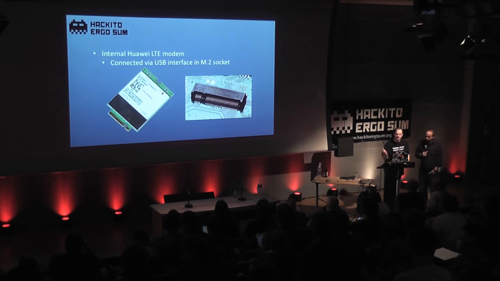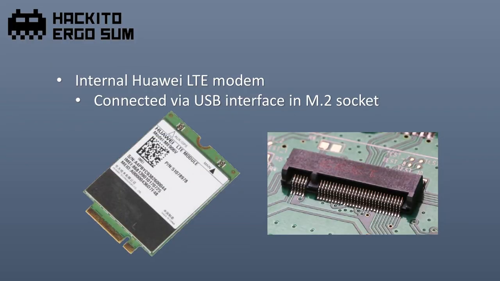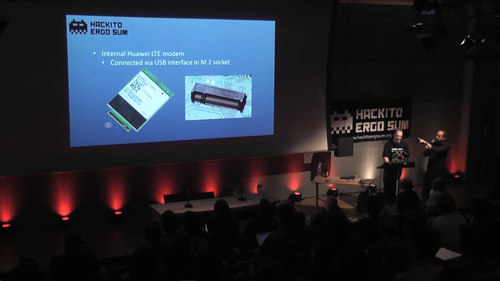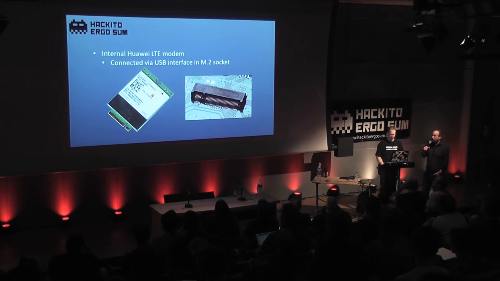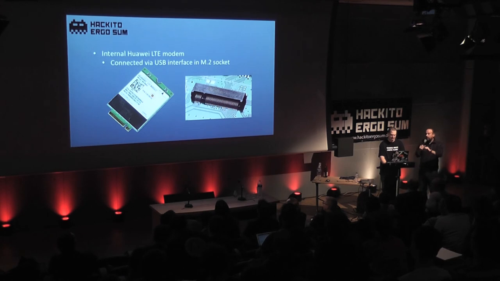M.2 has USB 2.0 going through it, USB 3.0, PCIe, a whole bunch of other stuff that I can barely remember. Depending on which key is active, there will be different lines. When we say a key, we mean the notches, the position of the notch determines which key it is. Some will have the notch in a different place. SSDs will be keyed differently. Wi-Fi Bluetooth modules will be keyed differently. This WAN module will be keyed differently, so that you aren't sticking an SSD into your WAN slot, even though the socket is the same width.